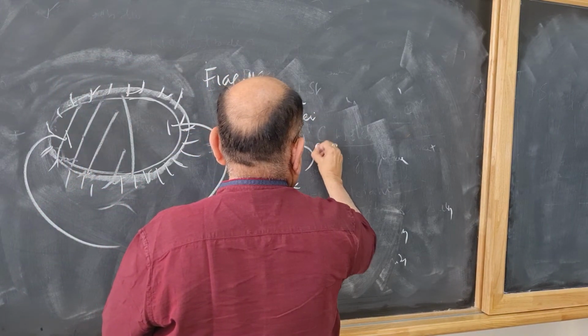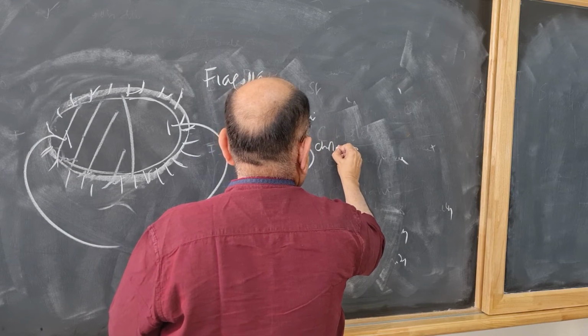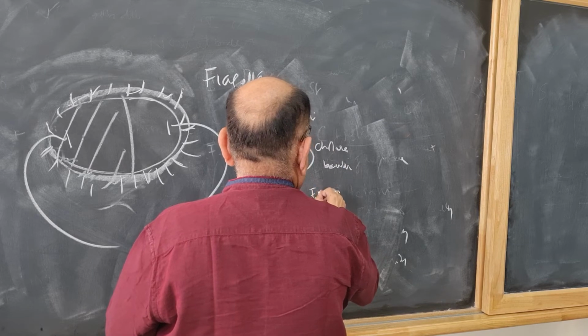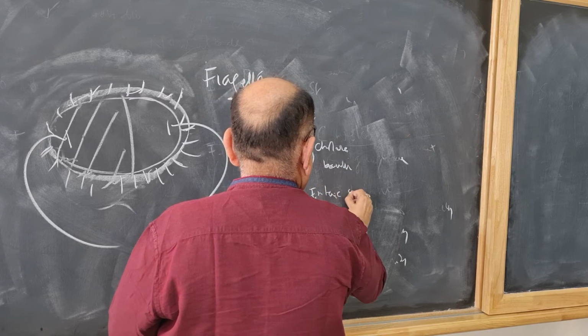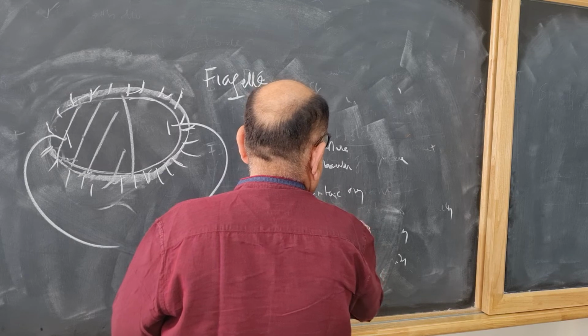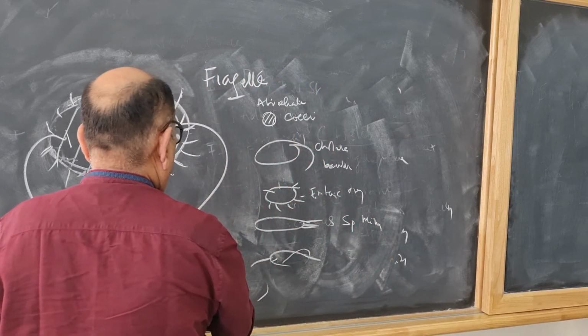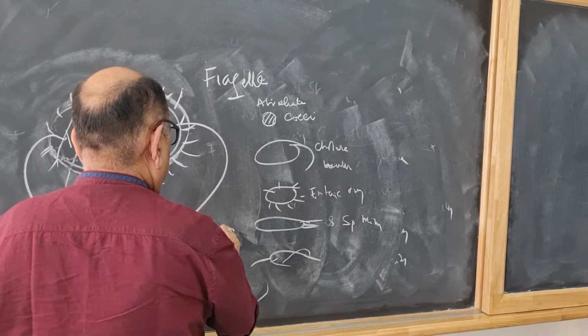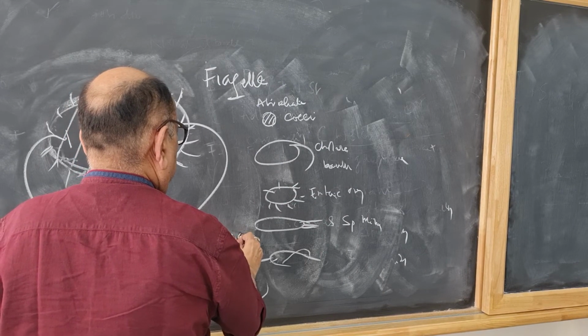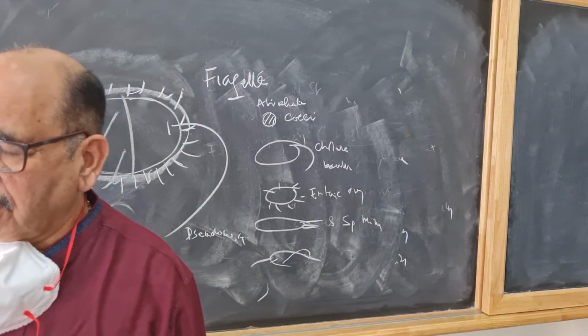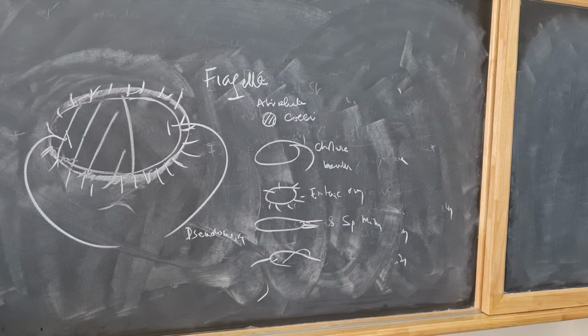This is cholera bacilli. Enteric organism. This is spirillum minus. This is pseudomonas. Depending on the arrangement of flagella, bacteria are classified into atrichate, monotrichate, peritrichate, amphitrichate.